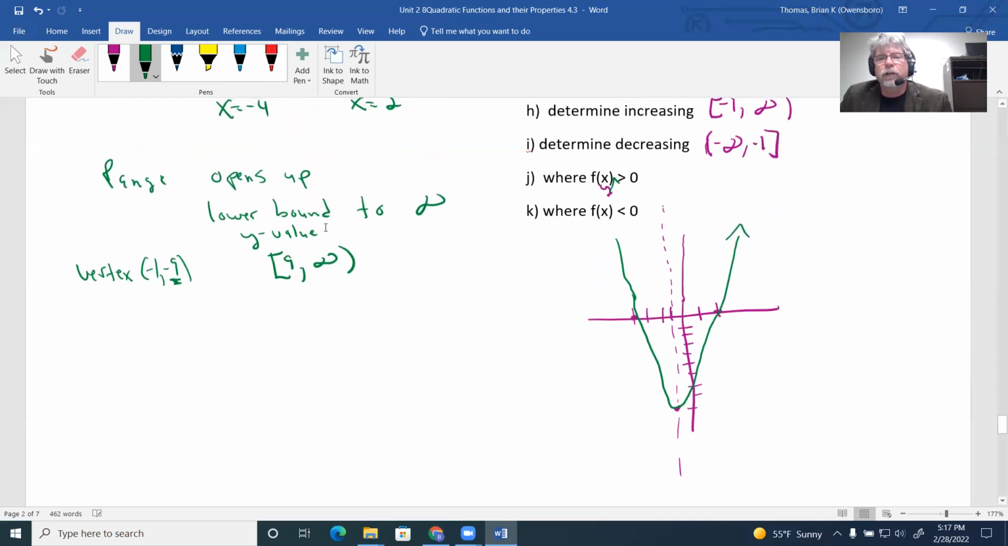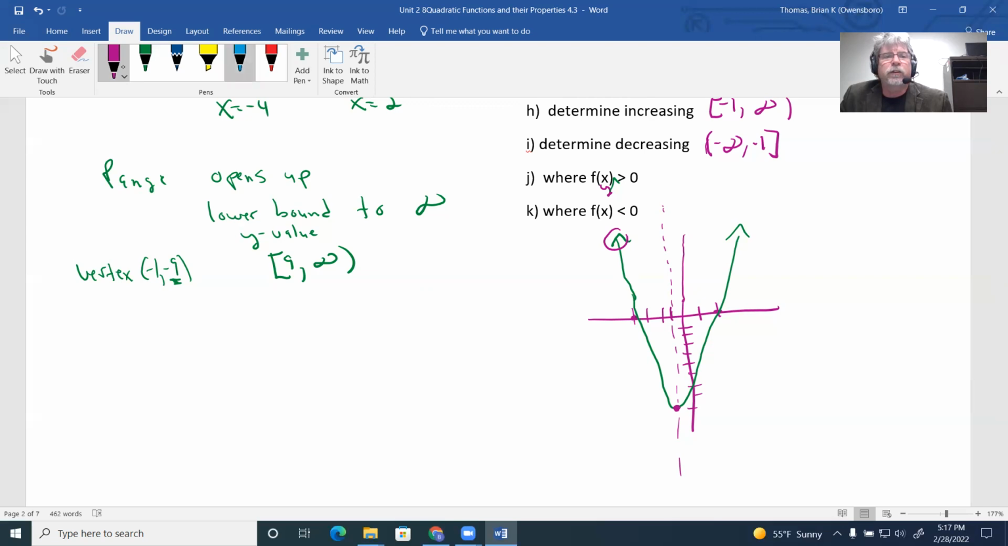So again, as we said, the decreasing interval would be from -infinity to -1 would be decreasing. And then from -1 to infinity, it would be increasing. So those are done. Where y is greater than 0 means where the graph is above the x-axis.